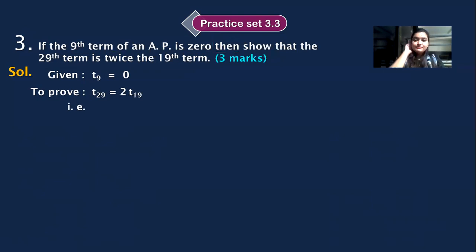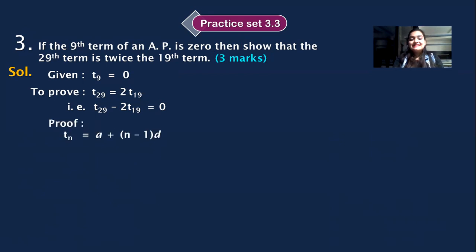You can change the proof a bit to make your solving easier. You can shift 2 times T19 over here, so nothing is left in the RHS, it is 0. Now guys, the entire sum is related to T, so you will use the formula of Tn. Tn is equal to A plus (n minus 1)D.